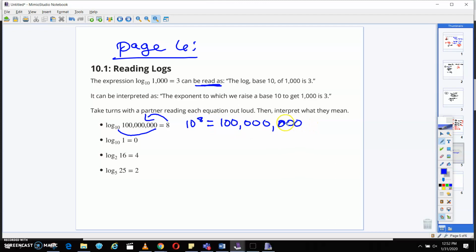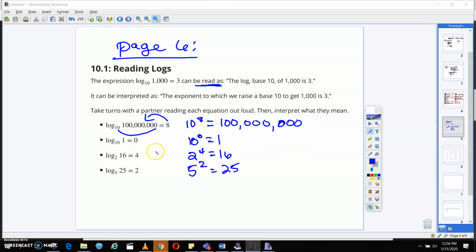Just like what you said, there are 8 zeros, so write out 8 zeros. What you said was, take this, raise it to this exponent, and get this. So log base 2 of 16 equals 4. That's going to be 2 to the 4th power equals 16. Log base 5 of 25 equals 2. So 5 to the 2nd power equals 25. And these are all true statements. You can plug them into your calculator and get the other side, right?